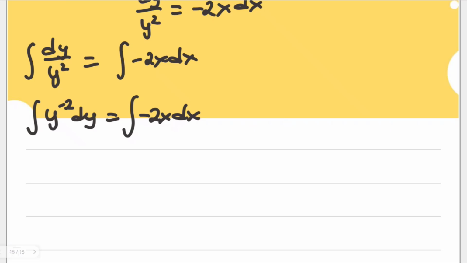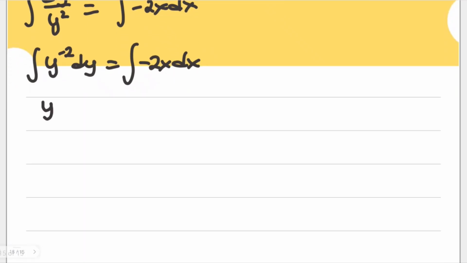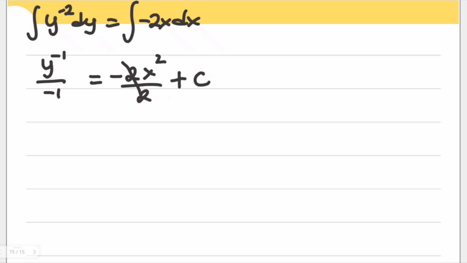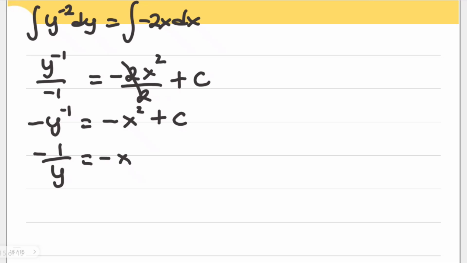Okay, so the integral of these expressions: we have y to the power of negative 1 over negative 1, because that's plus 1 over the sum, and then is equal to minus 2x squared over 2, and of course plus c somewhere here. So now you will have a negative of y to the power of negative 1 equal to negative x squared plus c. Since we have an exponent of negative 1, we can bring that down. So we have y to the power of 1, or simply y, is equal to negative x squared plus c.